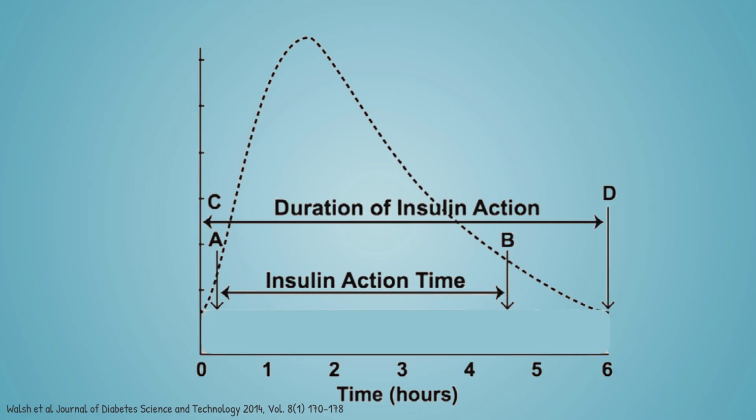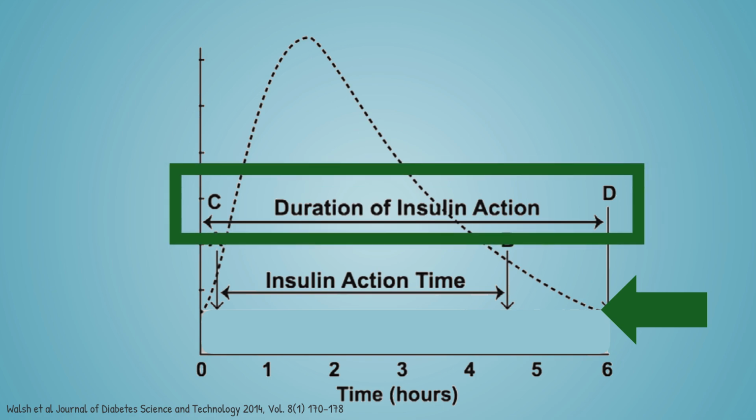If a dose of rapid-acting insulin is given at this point, insulin is measurable in the blood around 45 minutes later and peaks at about an hour. It then stays in the blood for 3 to 5 hours. This is called duration of action and shown by the line between C and D.